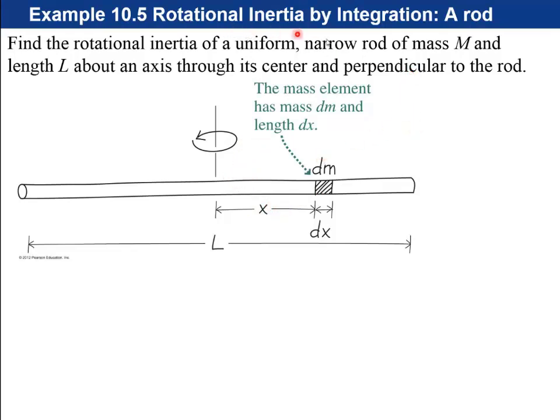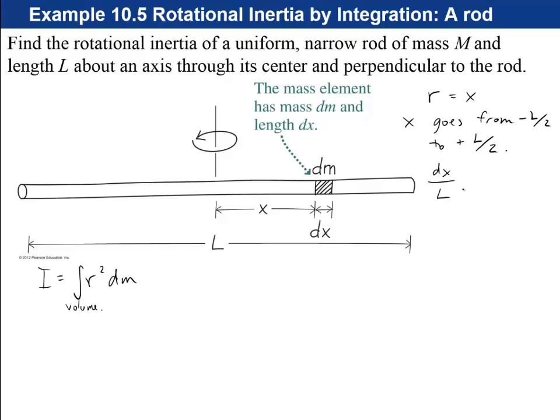Example 10.5 says find the rotational inertia of a uniform narrow rod of total mass m and length L about an axis through its center and perpendicular to the rod. So we can write down our equation for moment of inertia. It's the integral of r squared dm over the volume. Here r is going to be x, the distance from this axis. X will go from negative L over 2 up to positive L over 2. And we know that the ratio of this little dx to total length is equal to the ratio of that little mass dm to the total mass. Rearranging that, you get dm is m over L times dx.